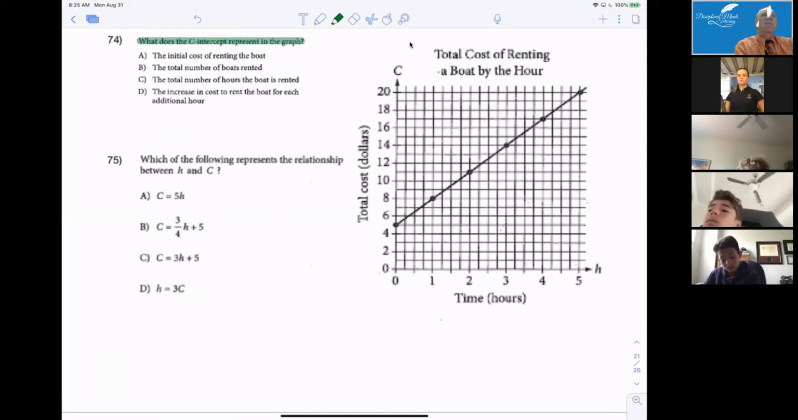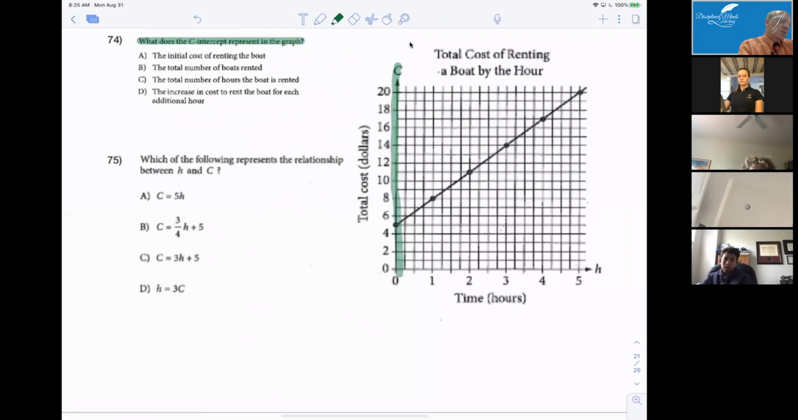Right. See, it doesn't have to be called the Y, right? Does everybody see that? It's just this is the C-axis. All right, so what is that called? Does anybody know the answer?